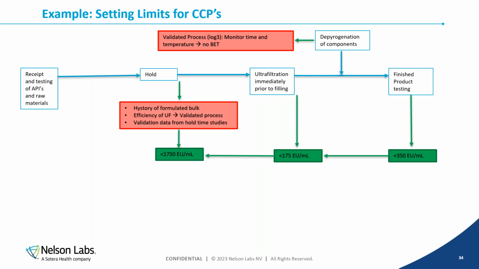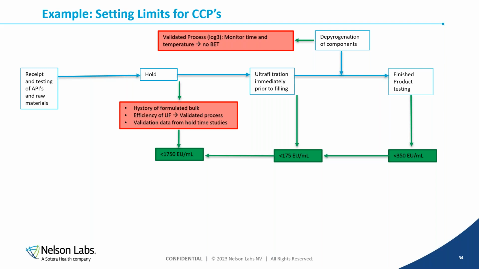The next critical control point is the hold step. There we have to keep in mind the history of the formulated bulk, and the efficiency of our ultrafiltration process, which is of course something that you validate. You know exactly how much, or at least how much endotoxins you will be able to remove by ultrafiltration. And we use validation data from the hold time studies. By doing so, we know that the ultrafiltration will at least give us a factor 3, so a log 3 reduction of the endotoxins.